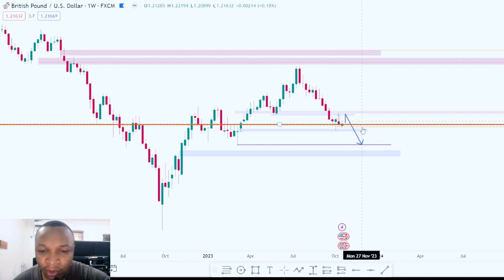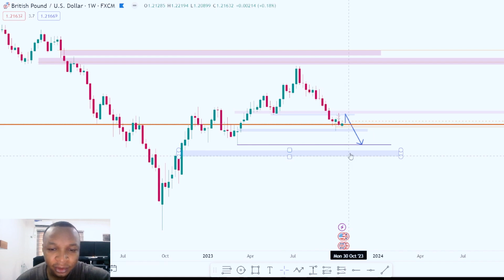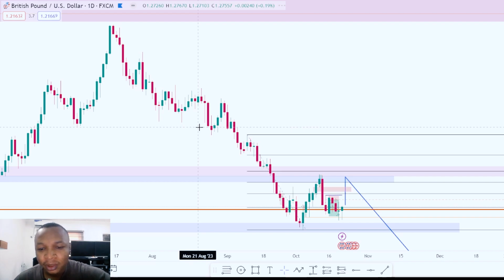So we want to see GBP USD trade further downwards all the way to take out this low, these relatively equal lows right here, and this fair value gap and order block on the weekly time frame. We need to see it take out this support and trade into this imbalance, or fair value gap, as you may call it. Quickly, let's look at the daily time frame also for GBP USD.